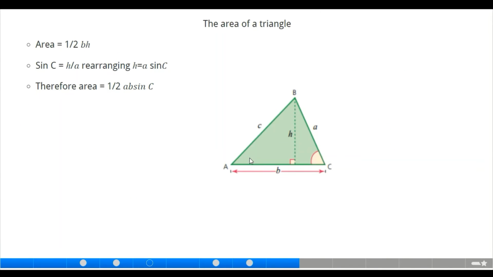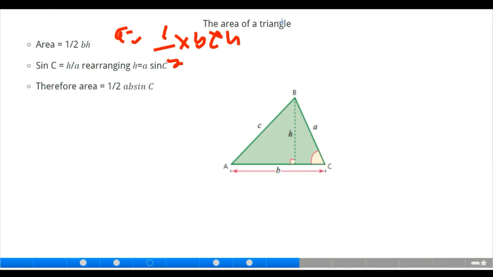Okay, now let's look at the area of a triangle. Now the normal formula for calculating the area of a triangle is what? We've treated that in our previous class. That is half base times height. So that's the normal area of a triangle, half base times height.